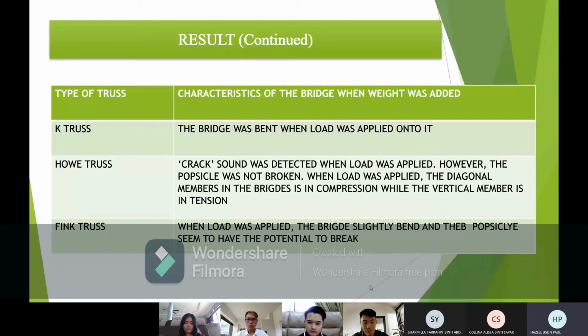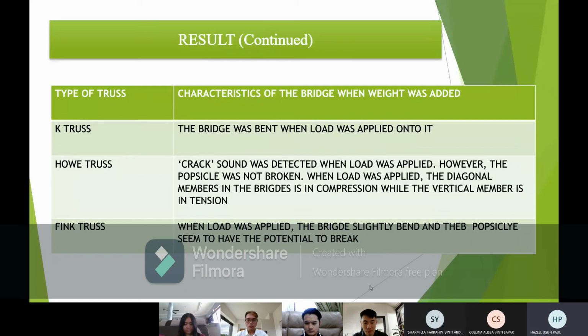Okay, thank you. So for K truss, the bridge was bent when load was applied onto it. For Howe truss, however, a crack sound was detected when load was applied. The popsicle was not broken, and when the load was applied, the diagonal members in the bridge are in compression while the vertical members are in tension.